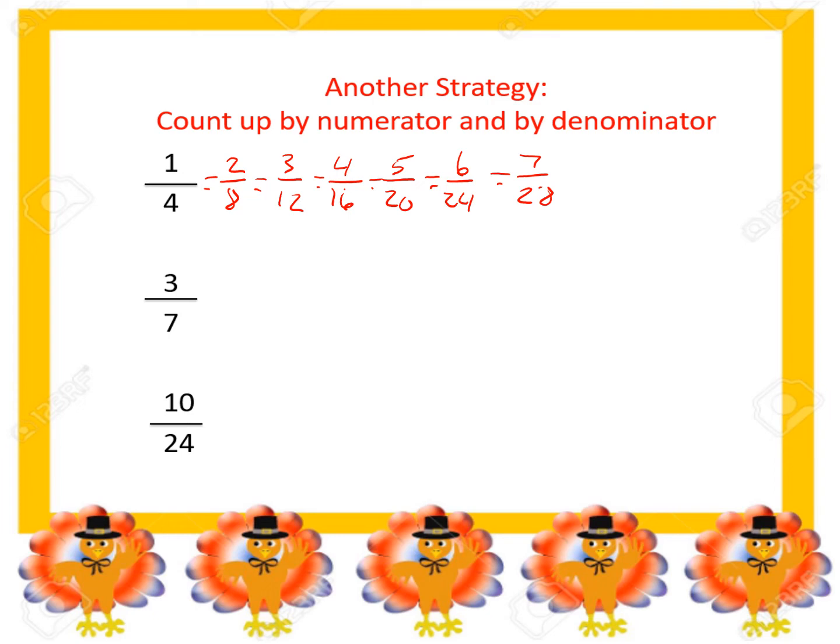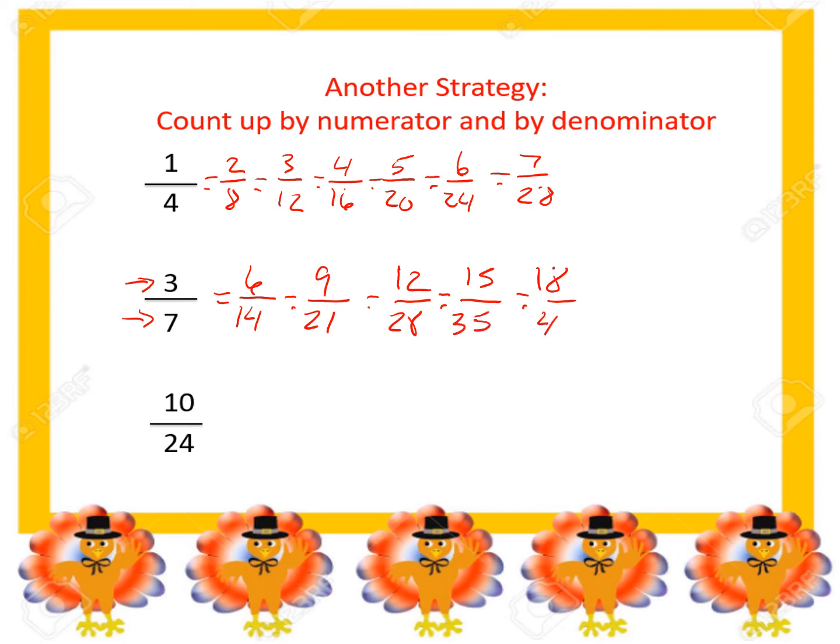I skip count by 1s on top and by 4s on bottom. Here we're going to skip count by 3s on top and 7s on bottom. So 3, 6, 9, 12, 15, 18. On bottom 7, 14, 21, 28, 35, 42. All of these fractions are equal to each other.